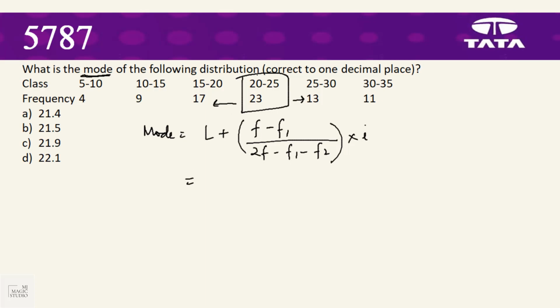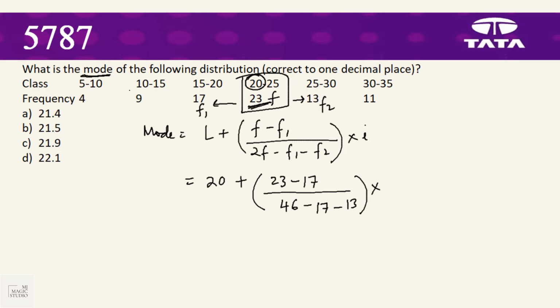L is the lower boundary of the median class. Median class is the class which has got the highest frequency. So L is 20, plus F is the frequency of the median class, that is 23. F1 is the frequency of the class previous to the median class, that is 17. And F2 is the frequency of the class after the median class, or post median class frequency, that is 13. I is the class length, and we can see that all class lengths are the same, that is 5.